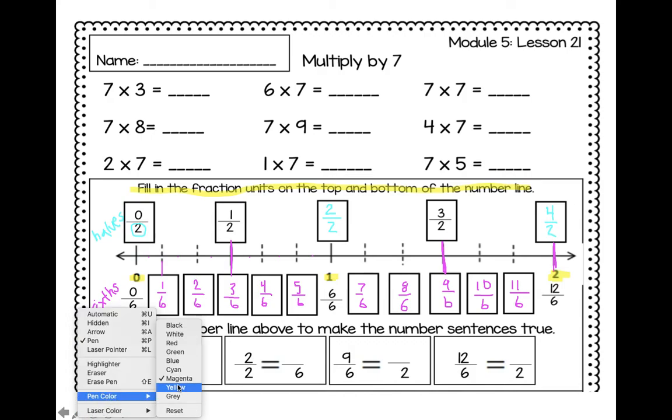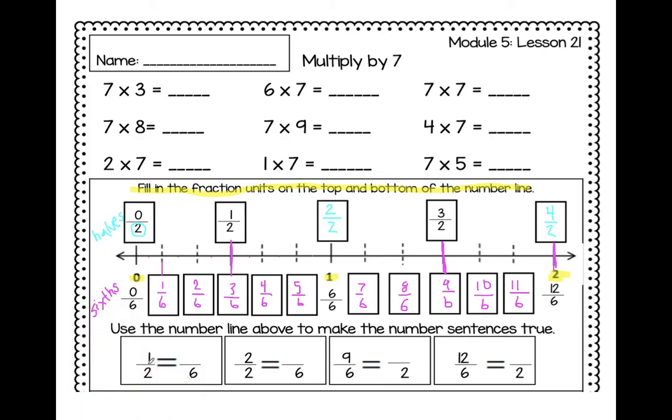Which numbers are equal? So when we look at 1 half, what is equal to 1 half? Well, 3 sixths are equal to 1 half. What is equal to 2 over 2? We know that 6/6 is equal to 2 halves. What is equal to 9/6? It is 3/2. And then what is equal to 12/6? It's on the same column as 12/6. It is 4/2.